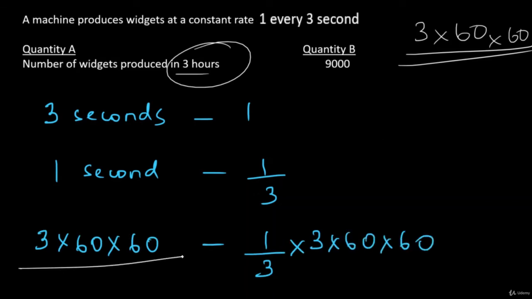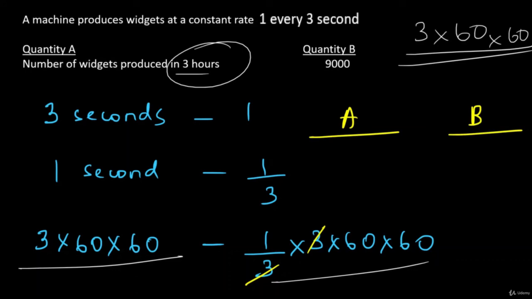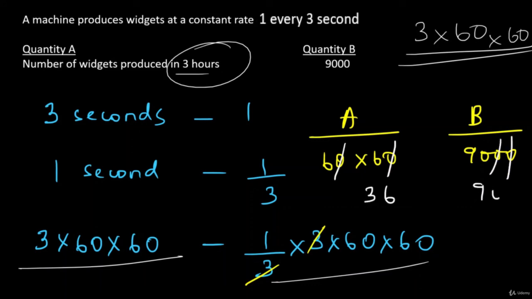So in this much amount of time, there would be 1 by 3 into 60 into 60 widgets produced, right? So this 3 and this 3 cancel out. So 60 into 60 widgets would be produced. So quantity A is 60 into 60 and quantity B is 9,000, right? So let's divide both quantity A and quantity B with 100 so that these two zeros cancel out, right? So quantity A is 36 and quantity B is 90. Therefore, the correct answer to this question is option B.